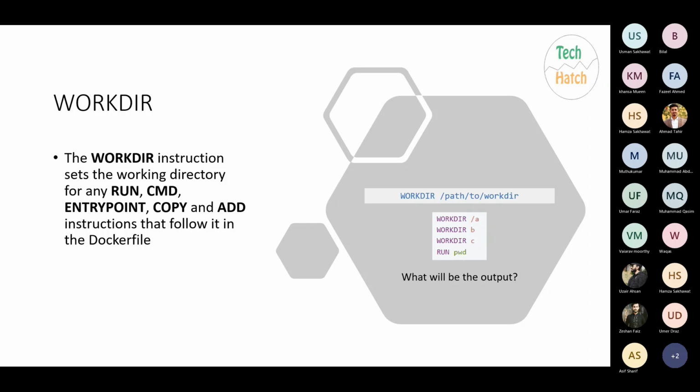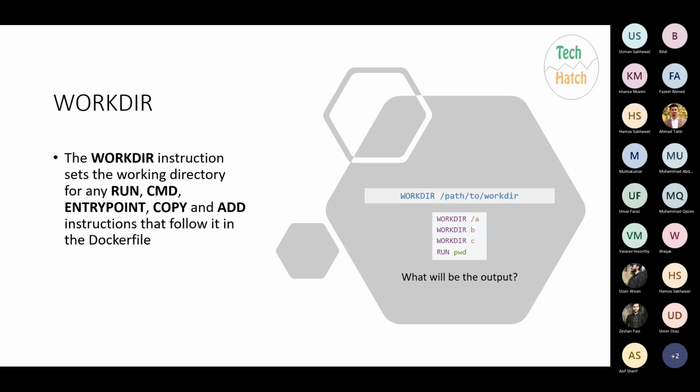Here I have a question, and before asking that question, I have a concept that's very important to understand. If we have multiple work directory instructions, how are these instructions going to work? For example, I have three work directory instructions. First slash a, then work directory b, then work directory c, and then run pwd, which will return our work directory. So what will be our current work directory?